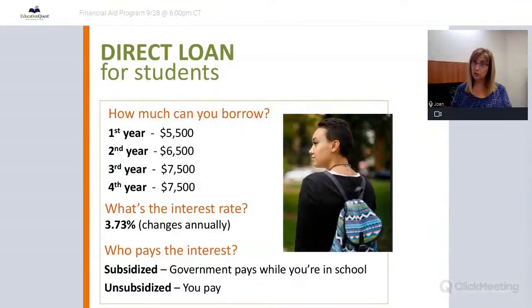If not, it's certainly an option to let it accrue if you have to. But just notice the two differences in that subsidized and that unsubsidized money.